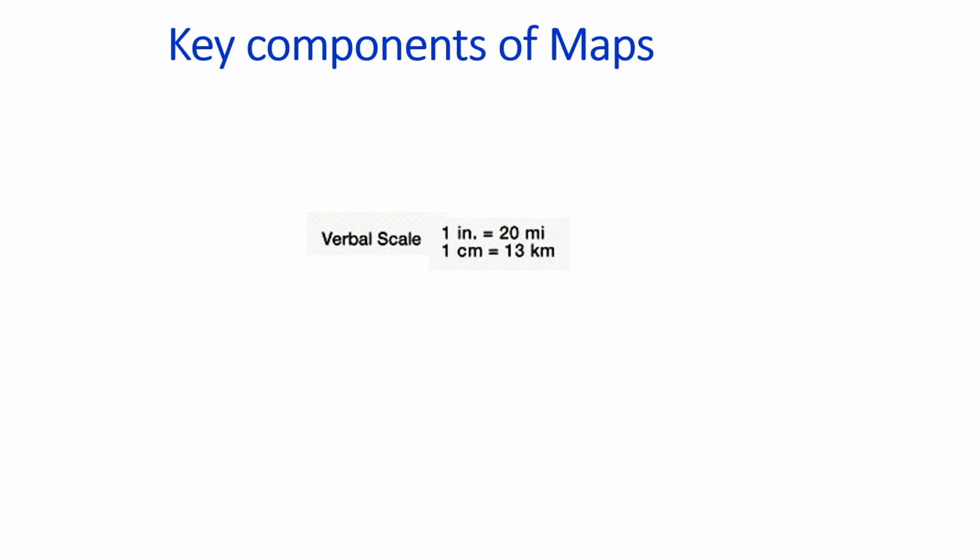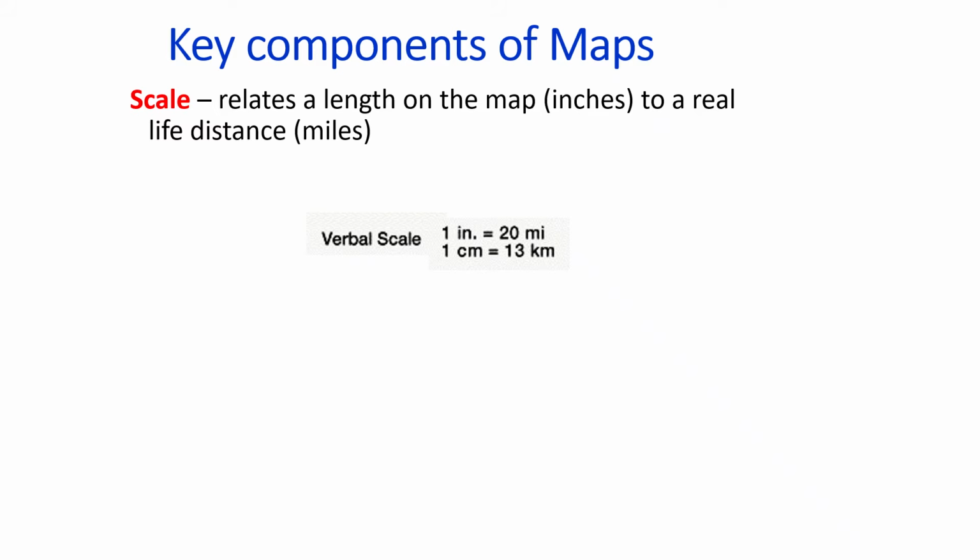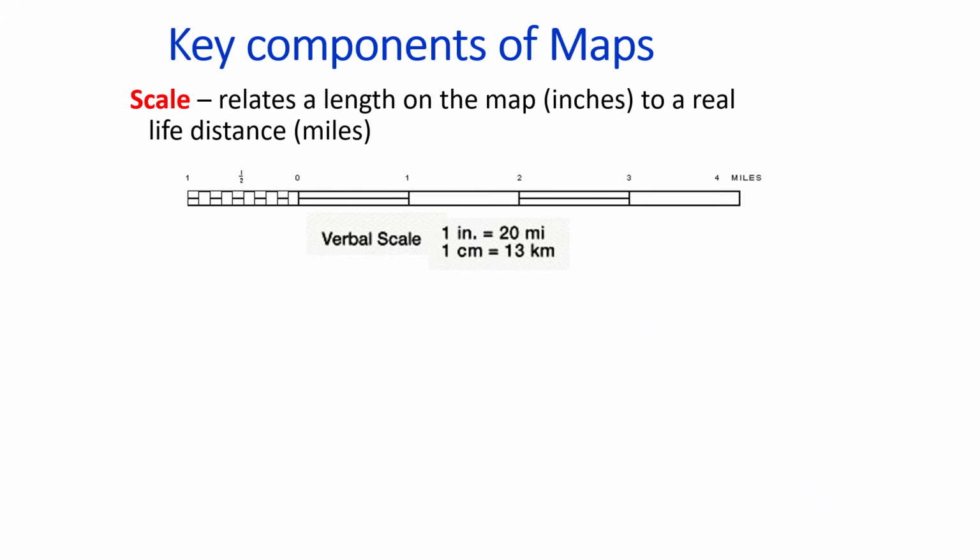Now, there's some key components that maps must have. First of all, we've covered this. You got to have a scale. You got to have some relationship that tells you what number of inches equals what number of miles or feet or kilometers in real life. And they look something like this.